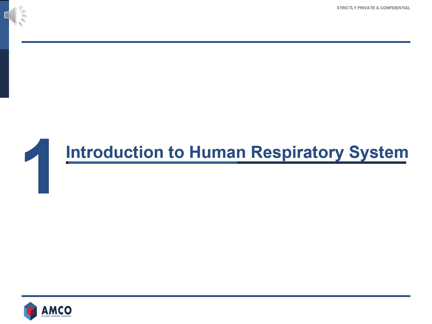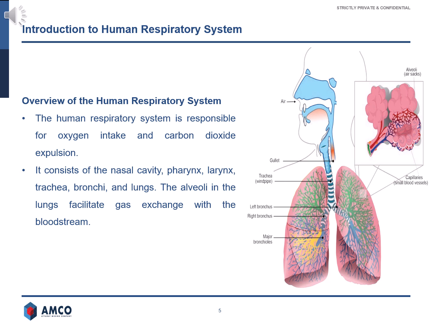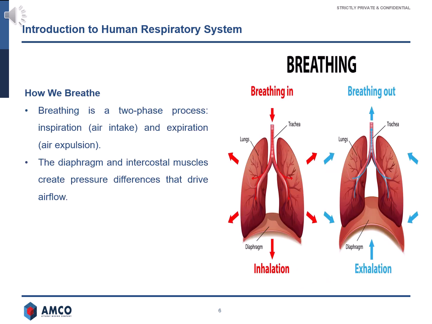Introduction to human respiratory system. Overview of the human respiratory system. The human respiratory system is responsible for oxygen intake and carbon dioxide expulsion. It consists of the nasal cavity, pharynx, larynx, trachea, bronchi, and lungs. The alveoli in the lungs facilitate gas exchange with the bloodstream. How we breathe. Breathing is a two-phase process: inspiration, air intake, and expiration, air expulsion. The diaphragm and intercostal muscles create pressure differences that drive airflow.